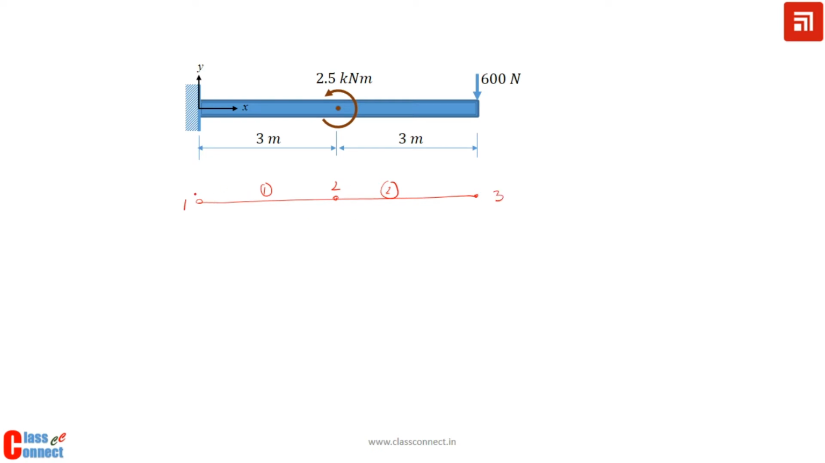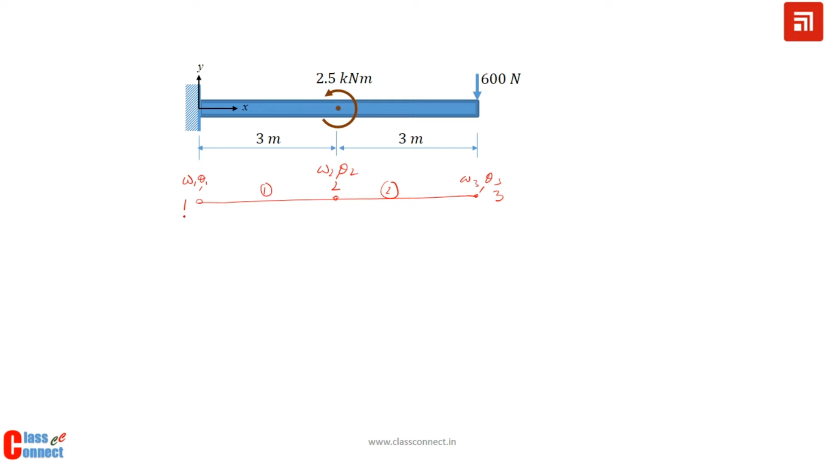And we know there are 2 degrees of freedom at each node. One is W, that is the displacement, another is theta, that is the slope at each point. So it is W1 theta 1 here, W2 theta 2 here, W3 theta 3 here. So this is about discretization. Now coming to the node numbering.